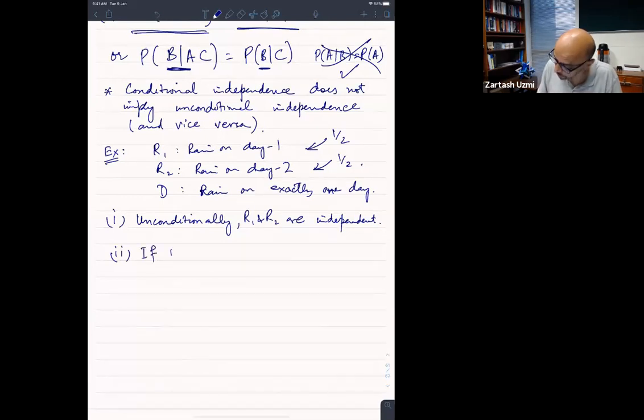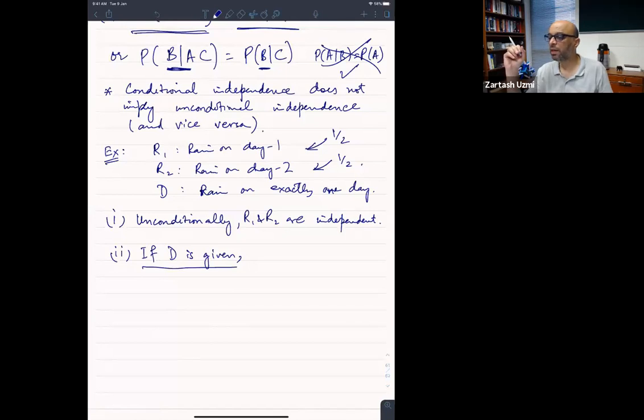If D is given, think about it. अगर मैं आपको ये कह दूं कि एक ही दिन बस बारिश हो सकती है, and R1 and R2 becomes completely dependent, because if I tell you that you can only have rain on exactly 1 day, okay, and now if R1 is given, R2 cannot happen. If R2 is given, then R1 cannot happen. Okay, so given D, R1 and R2 become mutually exclusive. They become mutually exclusive, and when two things are mutually exclusive, then they are completely dependent. If one happens, the other cannot happen. If the other happens, the first one cannot happen.